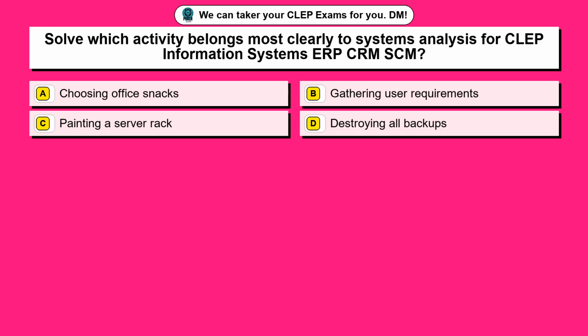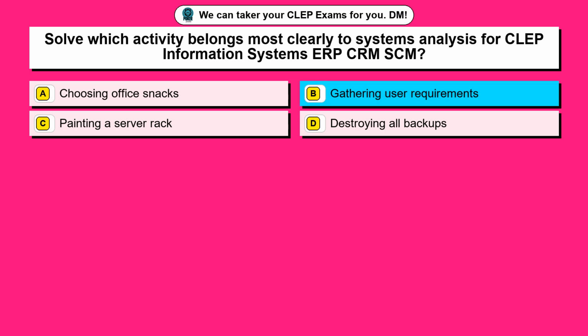Question 66. Solve which activity belongs most clearly to systems analysis for CLEP Information Systems ERP CRM SCM. Option A. Choosing office snacks. Option B. Gathering user requirements. Option C. Painting a server rack. Option D. Destroying all backups. The correct answer is option B.